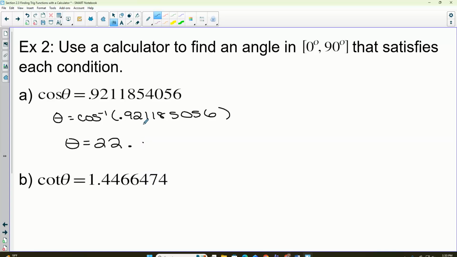I must have to check. So 22.8 and then 9 repeating, so 22.9 degrees. Right? Last one.